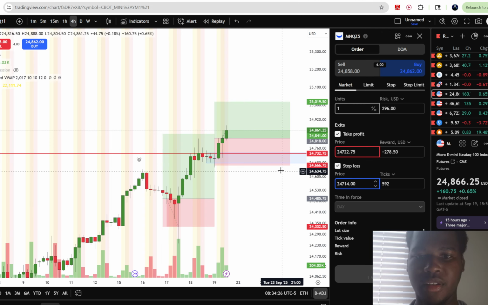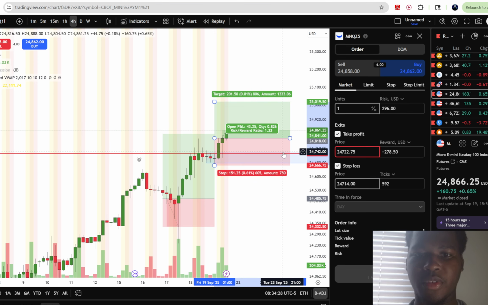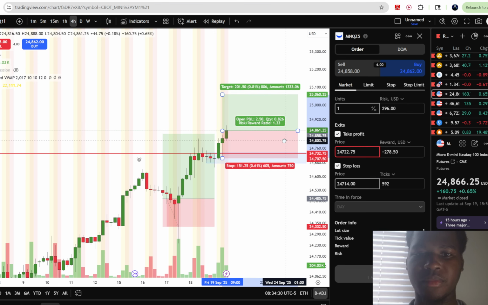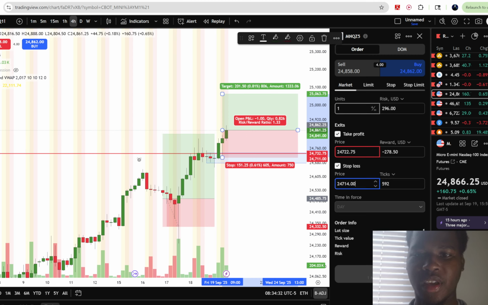Let's say I'm calculating my position size. I want to get in at wherever price is right now. So let's say up here. I want to get in at 24,862, and my stop loss is at 24,711. And my take profit, we don't care about take profit right now. I don't know why it's showing this amount. Oh, I missed the one.